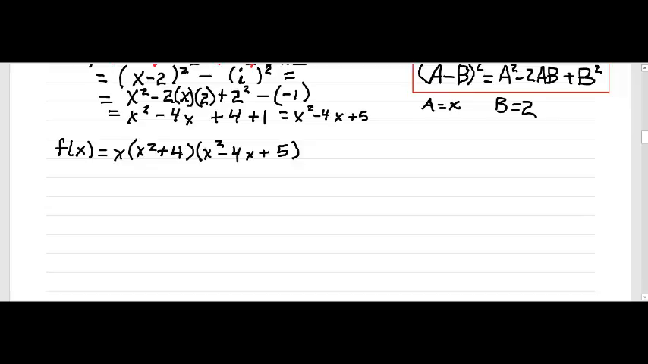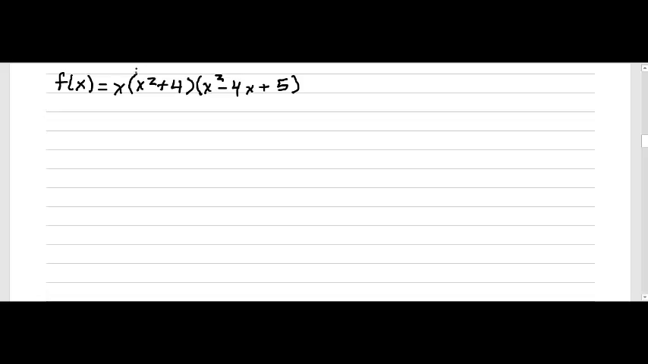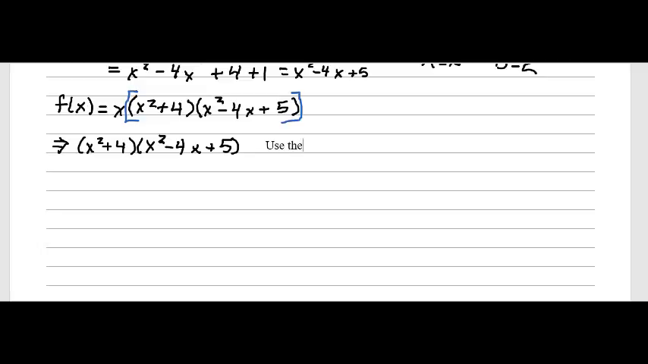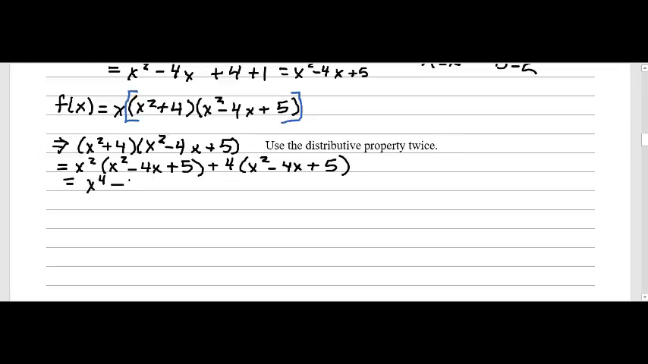So I'm now going to multiply the last two expressions together. So I'm going to multiply x squared plus 4 times x squared minus 4x plus 5. And I'm going to use the distributive property twice here in order to do this. So the x squared gets multiplied by x squared minus 4x plus 5, and so does the positive 4. And so I just distribute, and I get x to the 4th minus 4x cubed plus 5x squared plus 4x squared minus 16x plus 20.